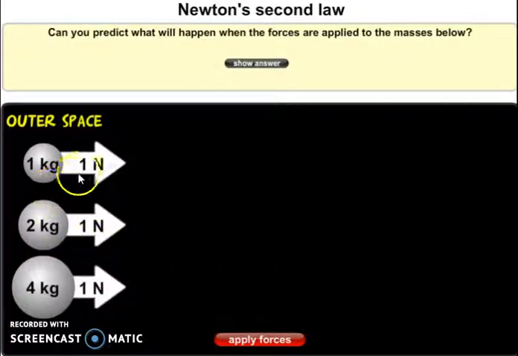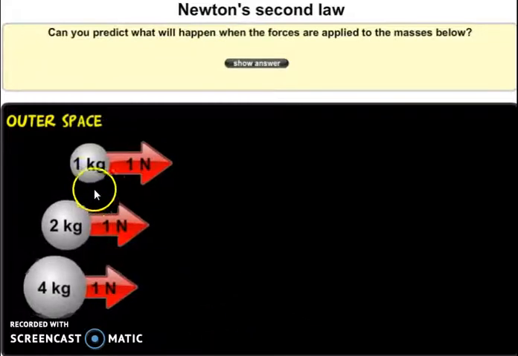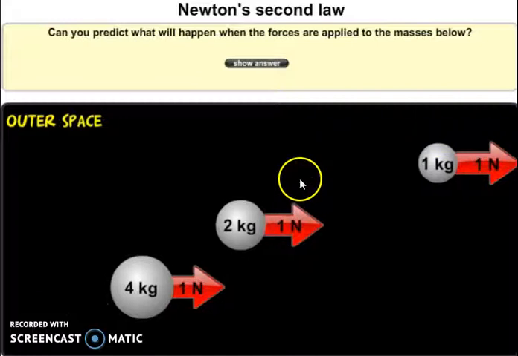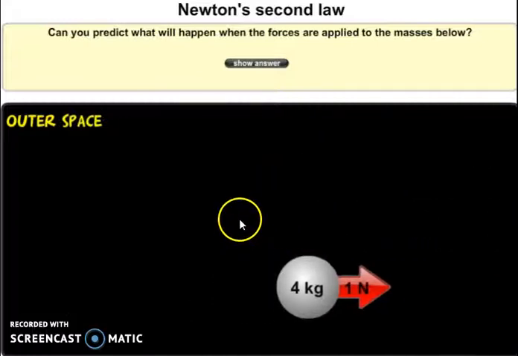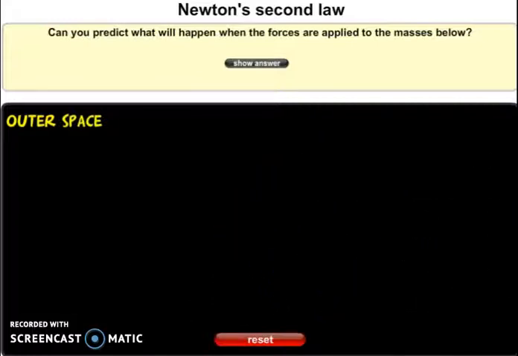All right, what if I fix the resultant force and I vary the mass? Can you guess which one will accelerate the fastest right now? Okay, boom. All right, you can see the 1 kilogram mass, the smallest mass, will accelerate the fastest.